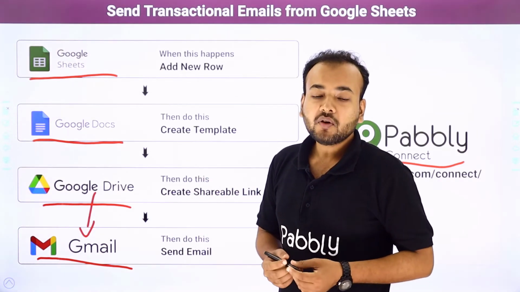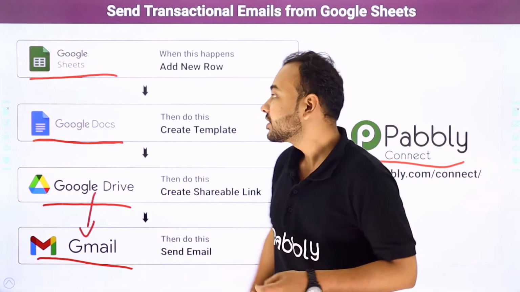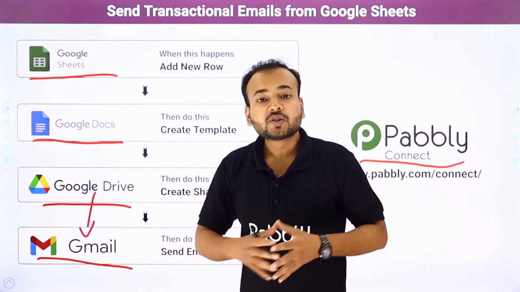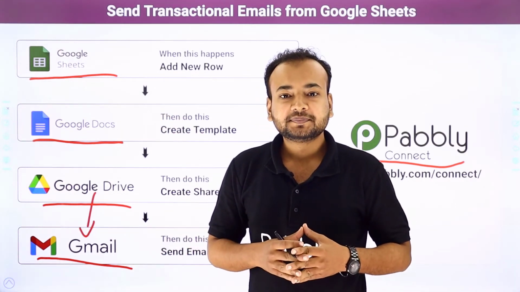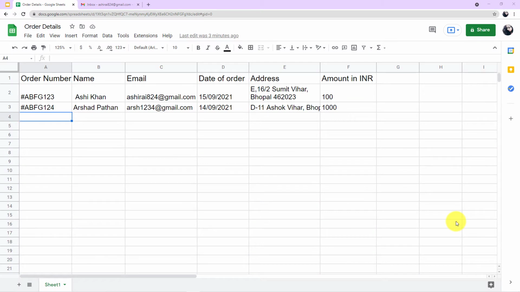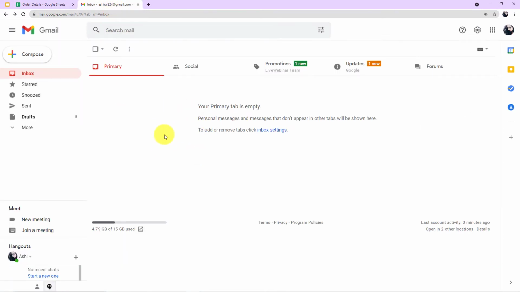Now guys, let me give you a demo on my screen of how this connection between all these applications is going to work in real time. So guys, this is a Google Sheet of mine which I have created for entering the order details that I have received from my e-commerce store, right? So here I have entered the details of my customer like this. So I enter order number, the name, the email ID, the date of order and the amount here. And this is the email ID of one of my customers, right?